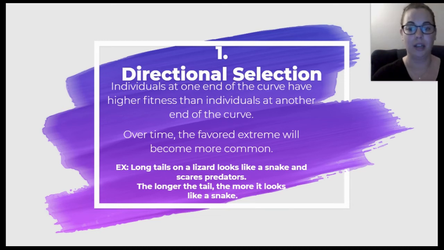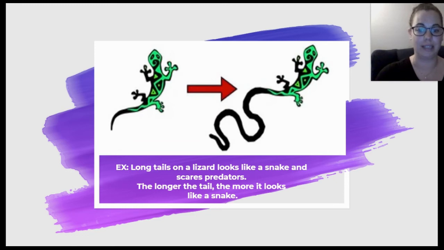An example here is that long-tailed lizards look like a snake and scare predators. So the longer the tail, the more it looks like the snake. And what happens is natural selection is going to select for the longer tail and against the shorter tail, which means that over time my population is going to have longer tails.